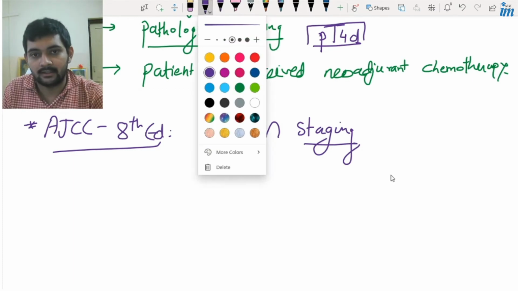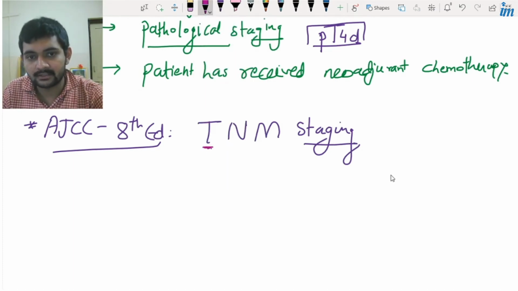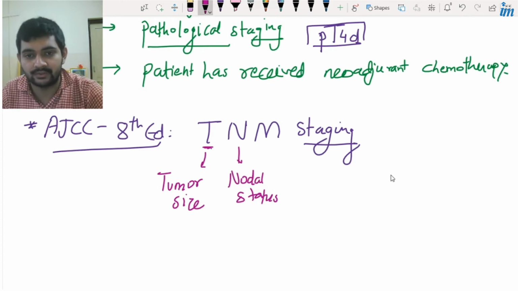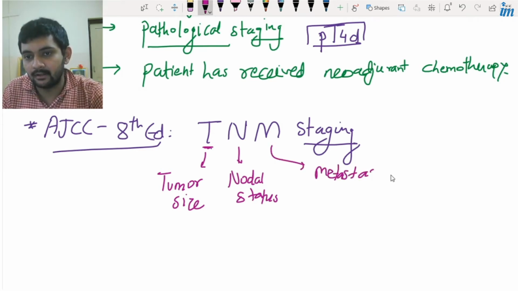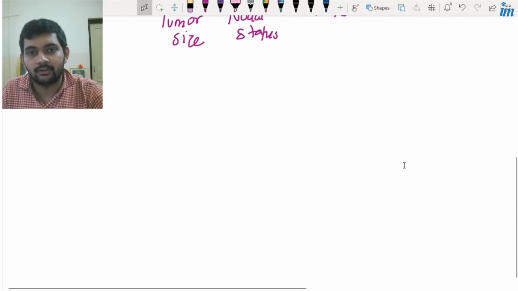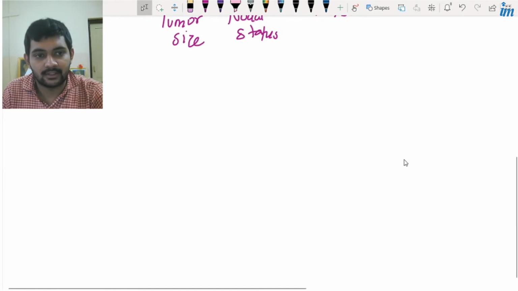So what is this basically? TNM. T stands for tumor size, N stands for nodal status. Nodal status means the status of the lymph nodes, and M means metastasis, that means a spread to a distant organ. That will be TNM. So now let's discuss the TNM staging. Let's start with the T staging first.